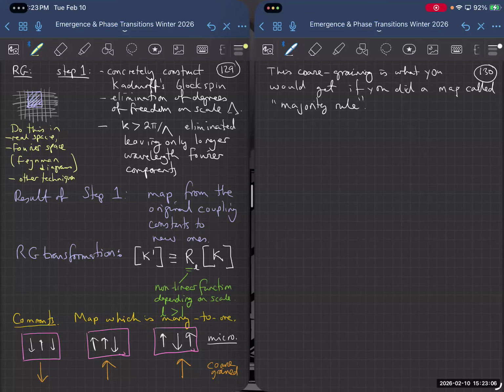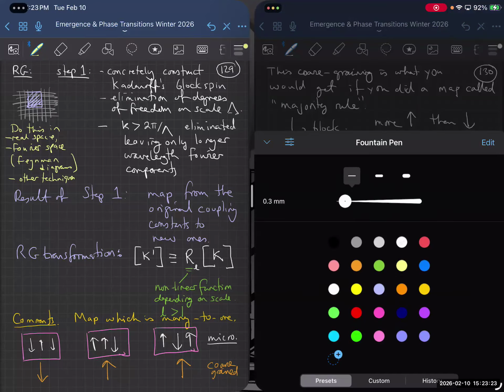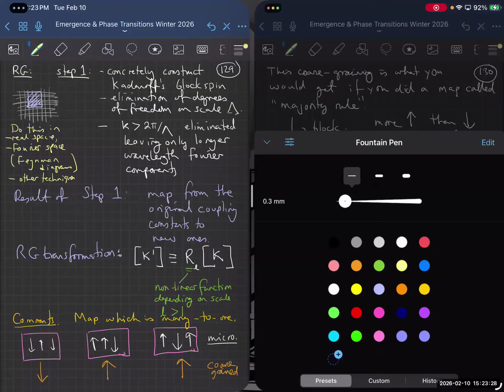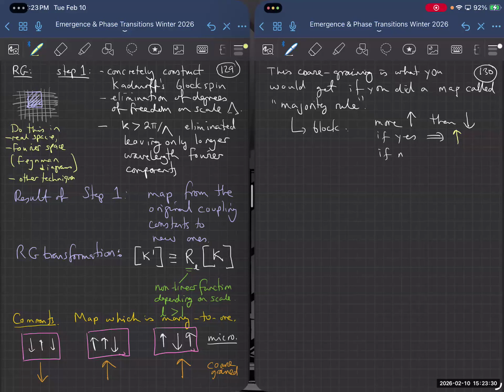So what do I mean by a majority rule map? I look in each block, and then I ask, are there more up spins than down spins? If yes, then we say we have a spin up, and if no, then we replace it by a spin down. And that's all it is. We just look at the majority rule.